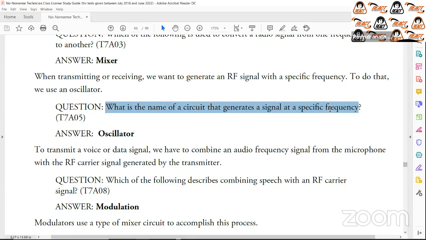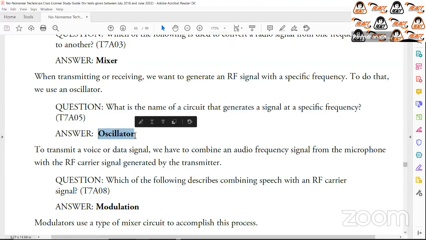All right. And inside that same diagram, we're looking at another component. What is the name of the circuit that generates a signal at a specific frequency? Remember the component that we said was doing the generation is called an oscillator. So that's the answer. The component that generates the signal inside of your radio at a specific frequency is called the oscillator.